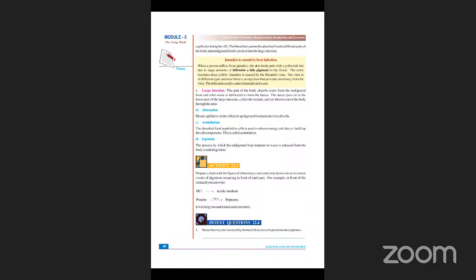Now, the large intestine basically absorbs the water from the undigested food. The rest goes through the anus and is flushed out. Absorption, assimilation and egestion is the normal process. Guys, did you understand till here? Joshua, can you read this jaundice part, please?